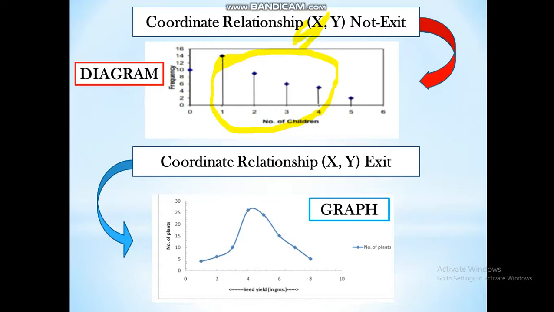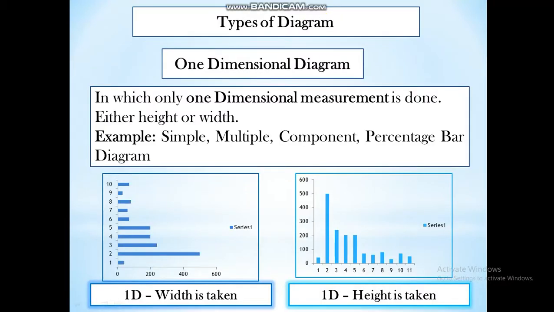Here, seed yield we plot on x, and the number of plants increases, like this we plotted. Here the graph is plotted using curves. So in a graph there will be an xy relationship. And now, the types of diagram.